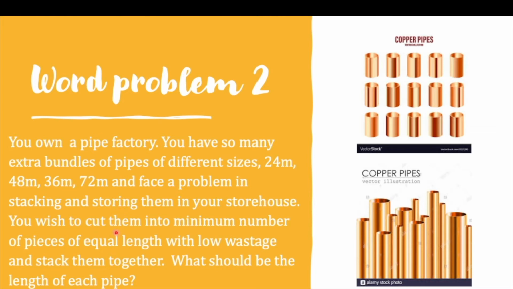So you want to cut them into pieces of equal length, and also you want to make sure that you're not ending up with having hundreds of pieces. You want a minimum number of pieces with low wastage. You don't want to waste extra pieces of pipe that would come out if you don't cut them into equal sizes. And what should be the length of each pipe? Again, read through the question again and see how you would go about solving the problem. Solve it in your notebook and then move on to see the solution.